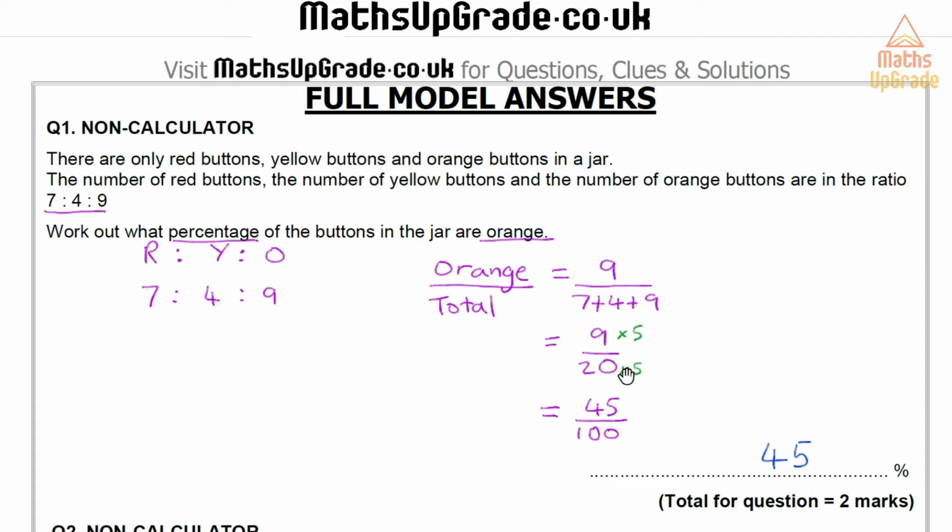Now, to get this into a percentage, I need to get the denominator of the fraction to be 100. So 20 is a factor of 100. 100 divided by 20 is 5. So if I multiply 20 by 5, I'll get 100 on the denominator. So I've got to multiply the numerator by 5 as well, which gives me 45. So this is an equivalent fraction to this. 45 over 100 is the same as 45%, since percent just means out of 100. So that question there is worth 2 marks.